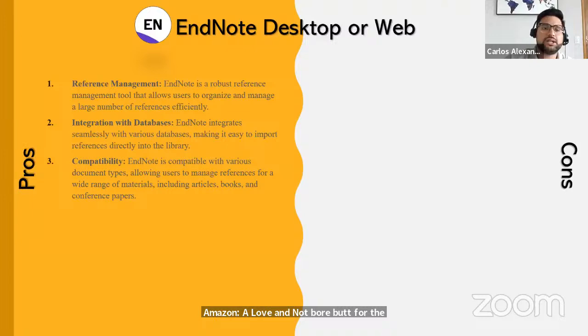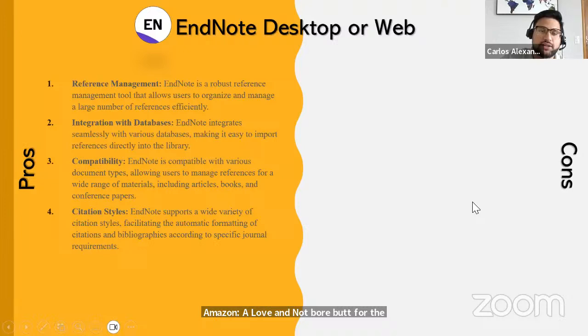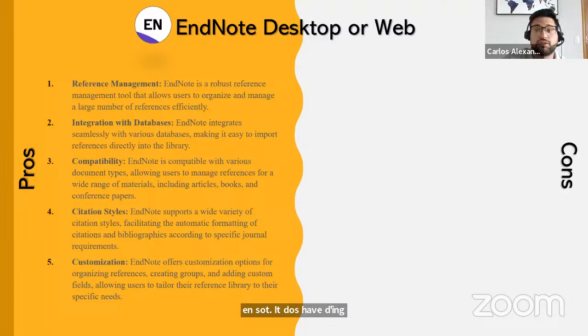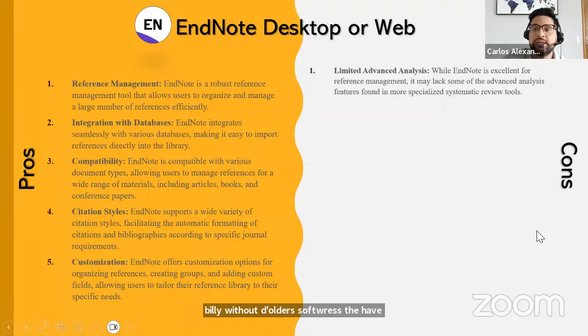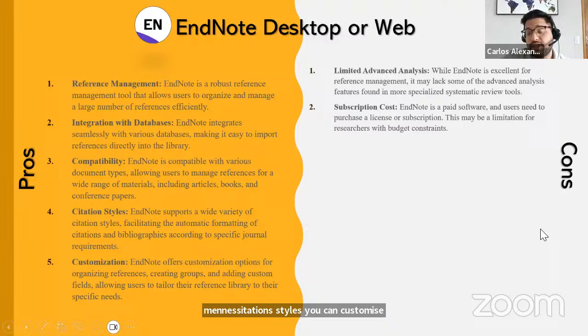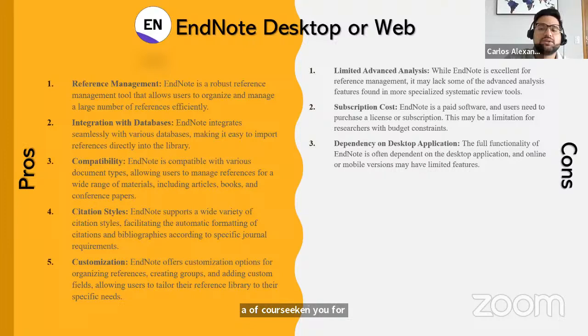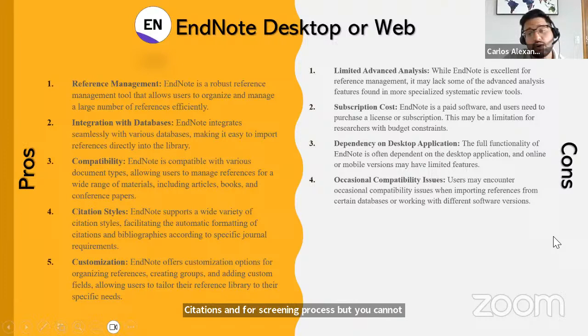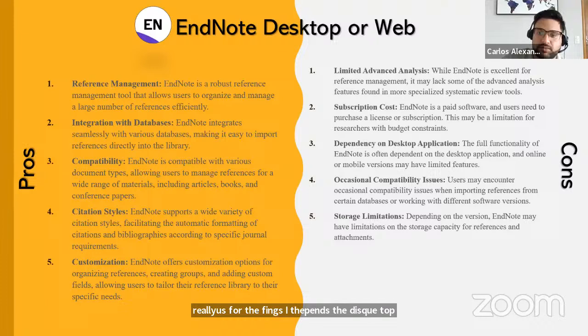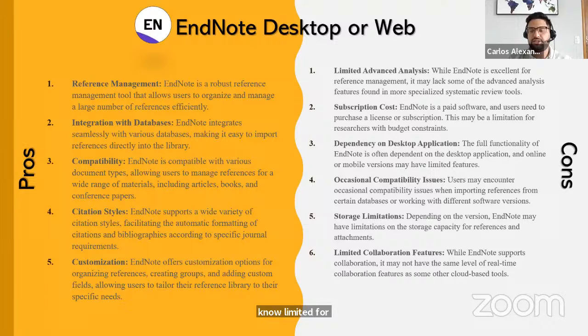It does have the integration with databases, the compatibility with other software. You have many citation styles. You can customize according to your inclusion and exclusion criteria. But again, we have limited advanced analysis. So of course you can use it for citations and for the screening process, but you cannot really use it for other things. It depends on the desktop application, or if you use the web version, it's kind of limited for a lot of things. And in order to collaborate with your team, it could be really tricky, in real time, at least.